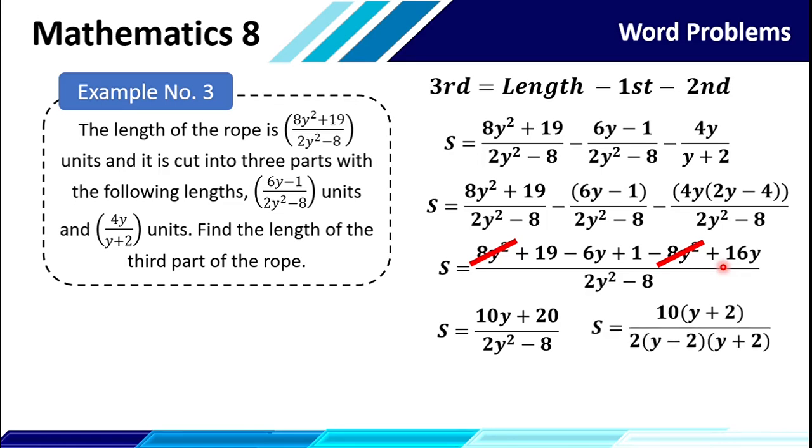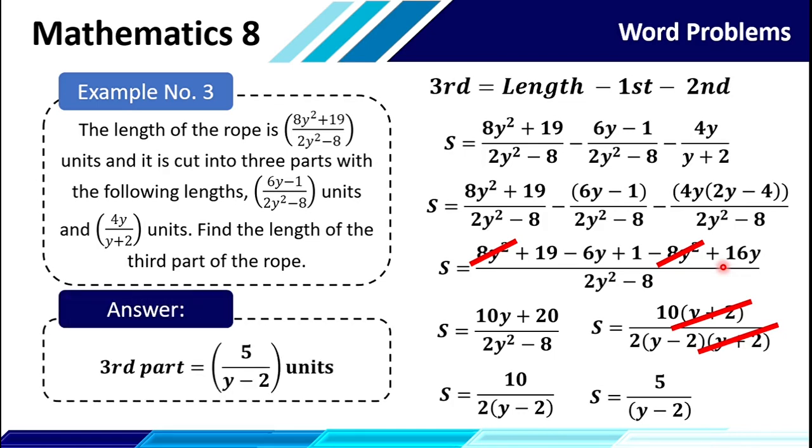We can also factor this out using the common monomial factor. So we have 10 times (y + 2) all over 2 times (y − 2) times (y + 2). As you can see here, we can cancel y + 2 on the numerator and the denominator. So we will have 10 over 2 times (y − 2). We can also simplify it by dividing 10 by 2. So we will have 5 over y − 2. Therefore, the length of the third part of the rope is denoted by 5/(y − 2) units.